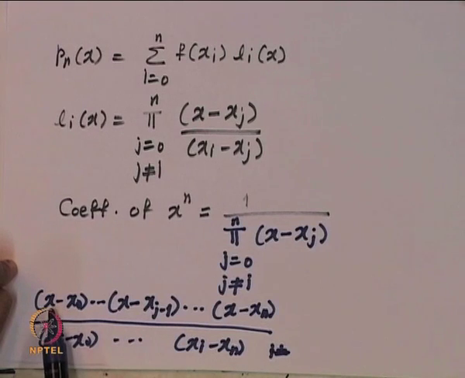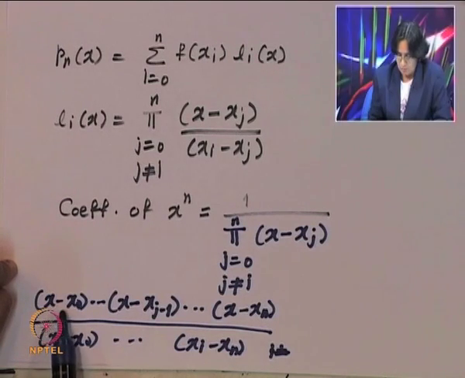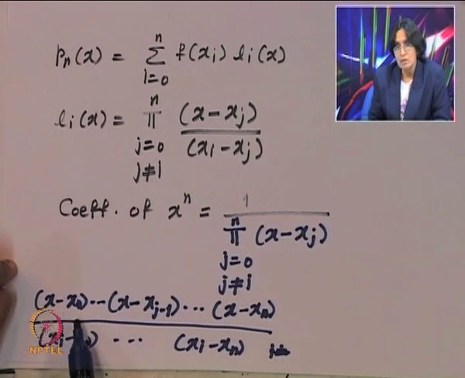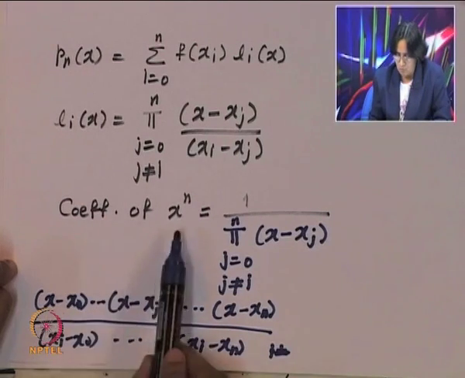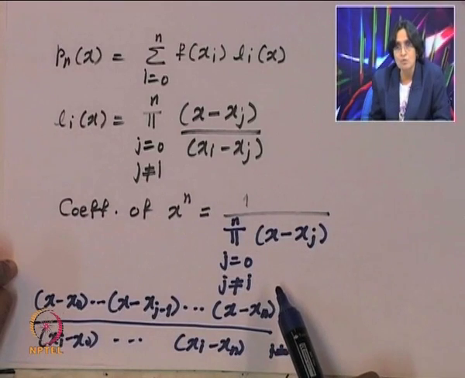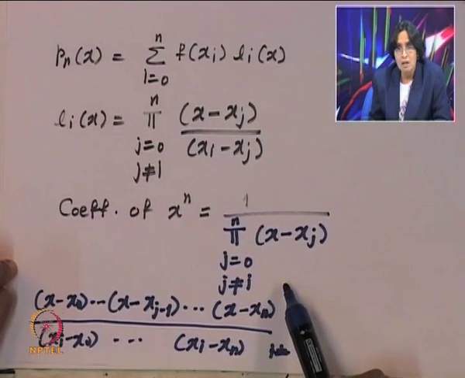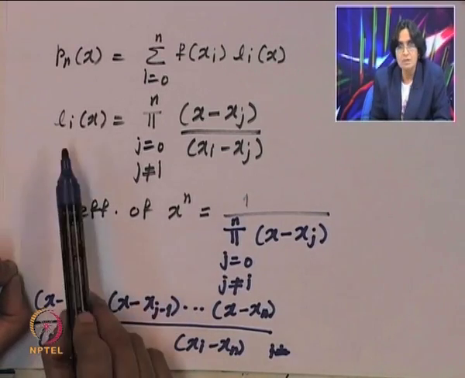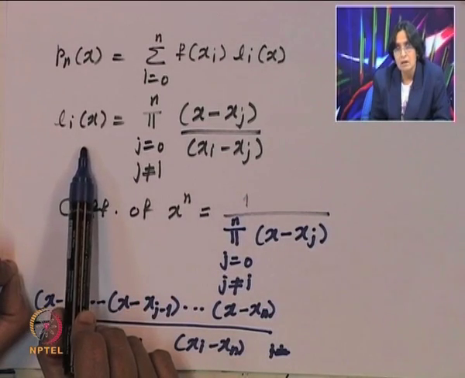So, when I look at the coefficient of x to the n, we have got n brackets. In order to get x raised to n, from each bracket we have to choose x. So, that is why the coefficient of x raised to n is going to be this much. And this is the coefficient of x raised to n in L i x.